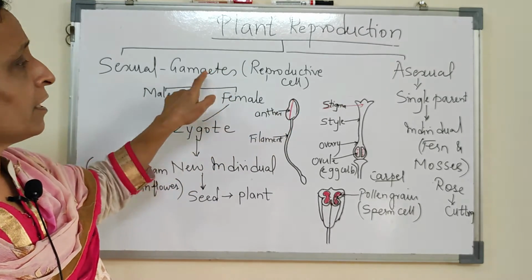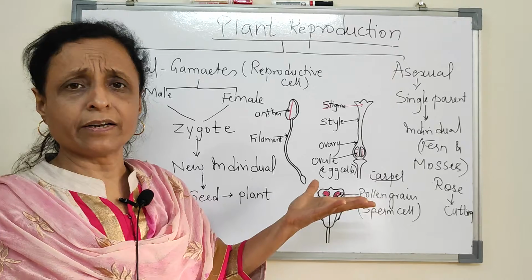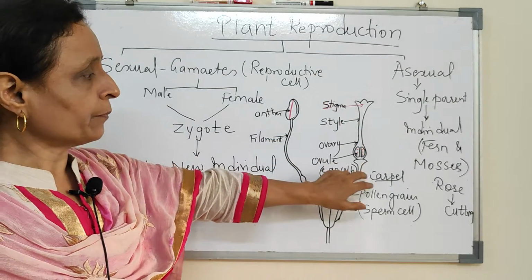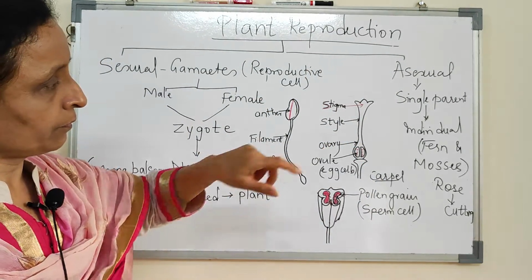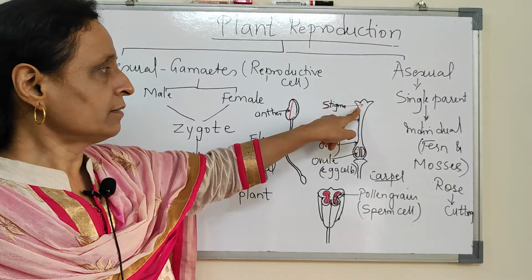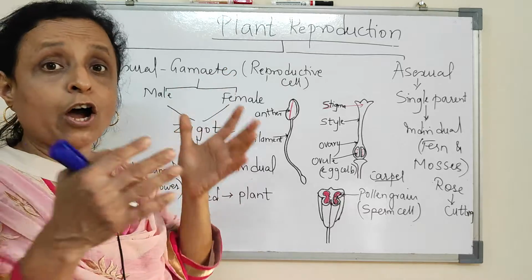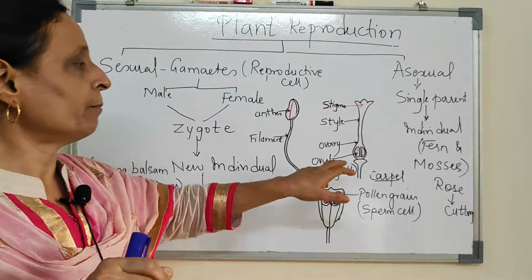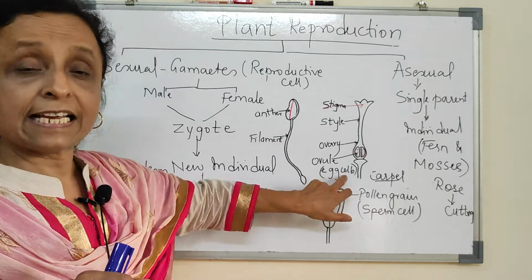For sexual reproduction, it has to reach a female reproductive cell. So, where is the female reproductive cell? It is there in the gynoecium, made of individual carpels, which has a stigma, style, ovary, and ovum. Stigma is just for taking the pollen grains. Style is the pipe through which it will pass. It will reach the ovary. Now, the ovary consists of ovules, and in the ovules you will find the female reproductive cell. The female reproductive cell is also known as the egg cell.